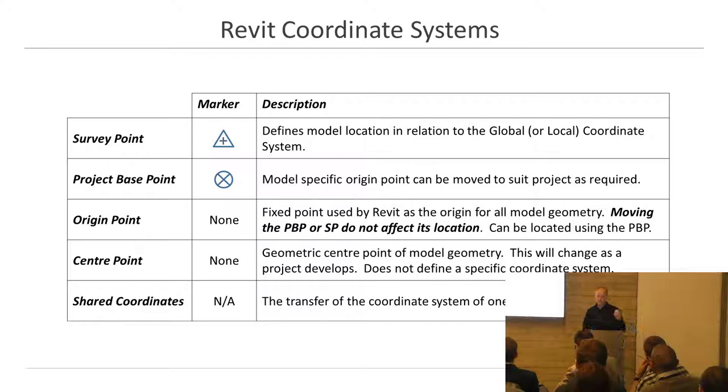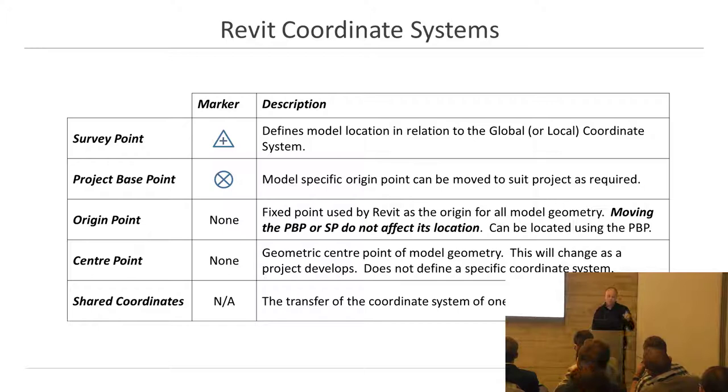The second one is a project base point. That can be moved to where you need it, and all it really does is set up a local coordinate system for your project. I'll be honest, we don't use it very much, but it is there as a tool. Most of the stuff we do is done to global coordinates, but it is there as an option to be able to move around. Both the survey point and the project base point can be moved as required.